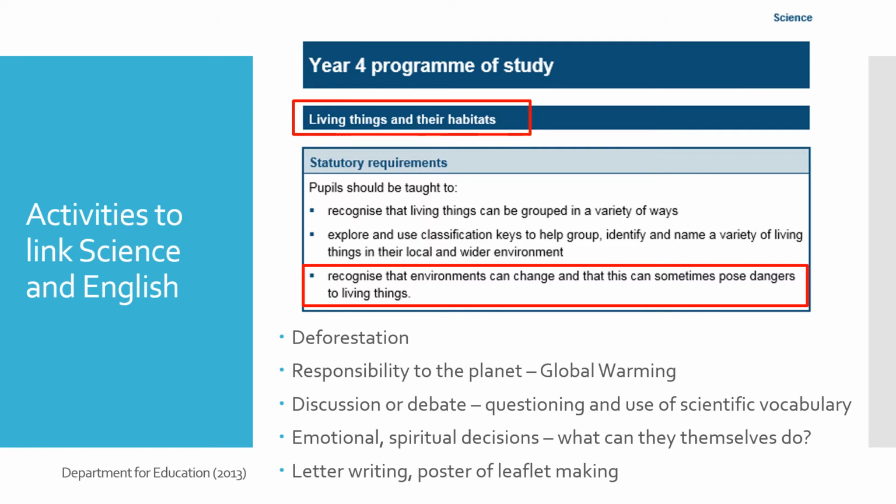An area of work that may use all of these skills could be learning about habitat in science, specifically looking at deforestation. This would open up questions about personal responsibility to the earth, climate change and values. This could lead on to a debate or discussion about deforestation and whether it is right or wrong. Children would be encouraged to use persuasive vocabulary to make their argument. This would allow for children to make emotional and spiritual decisions. It could end with the children writing a letter to the government or making posters to raise awareness about deforestation.